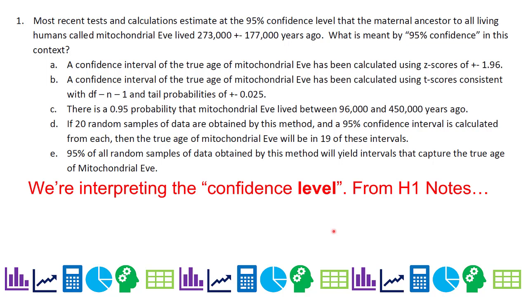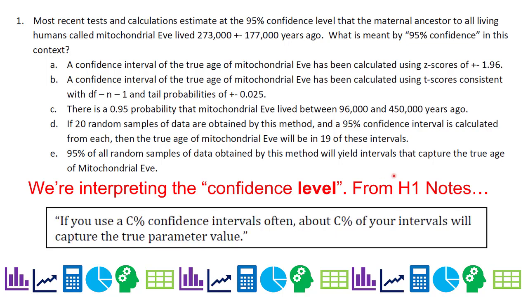So we're interpreting the confidence level, and from your H1 notes: if you use C% confidence intervals often, about C% of your intervals will capture the true parameter value. So these ones are talking about Z values, and this is totally wrong, that the probability... we really don't talk about probability when talking about confidence intervals. And this one is very limited.